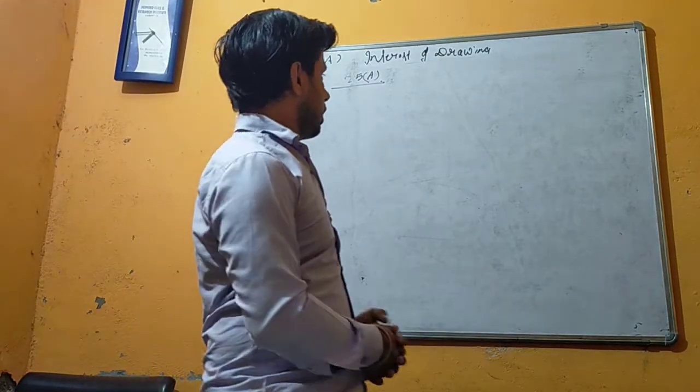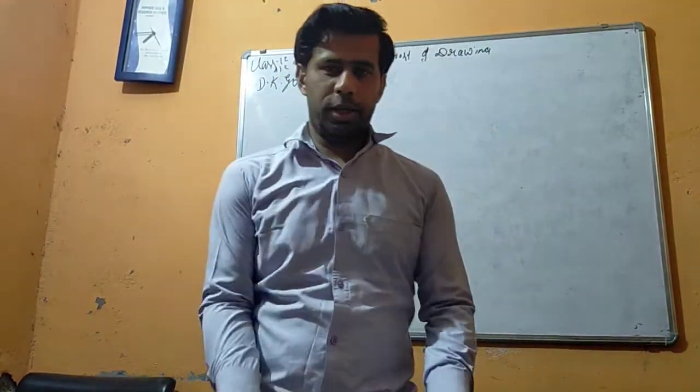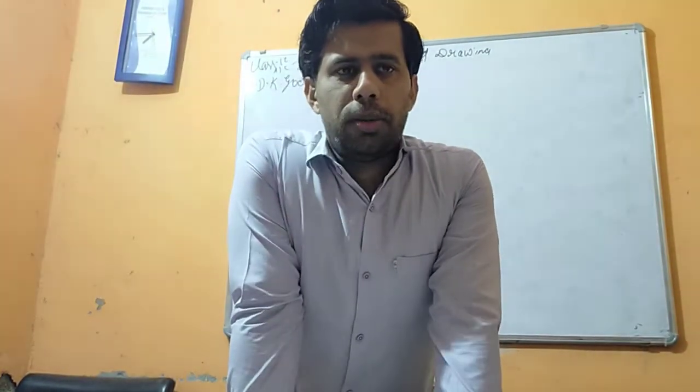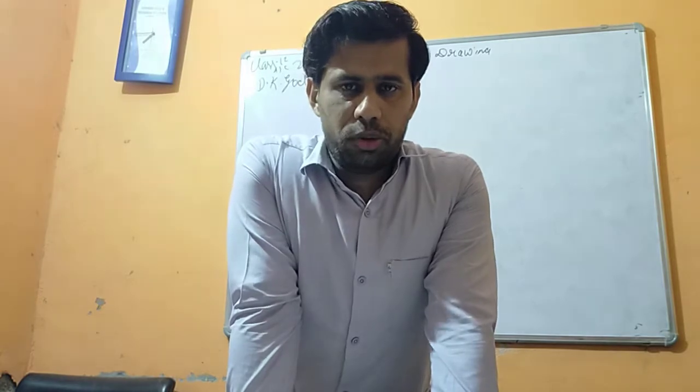Good evening, everyone. In the previous video, we learned how to calculate interest on drawings by the simple method and the product method. Now I'm starting question number 25 of the DK Goyal book, and 24B you can try because it is just the same as 24A.